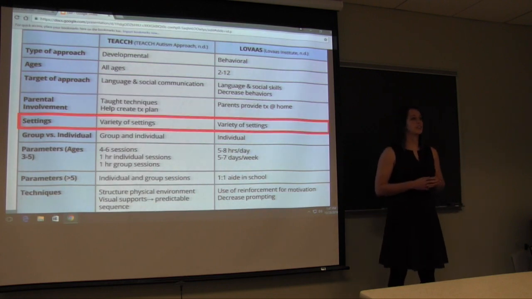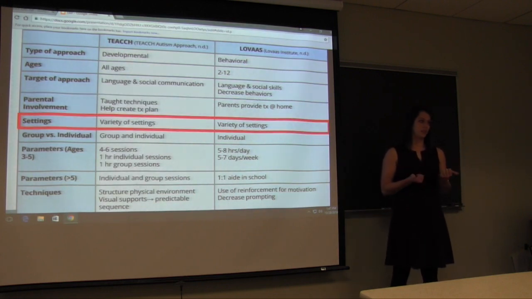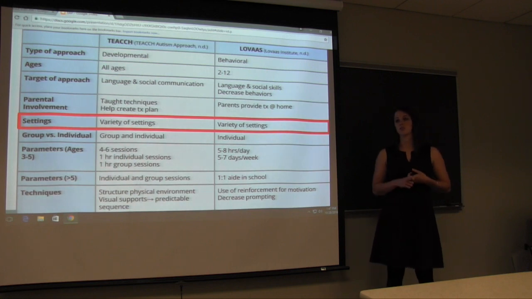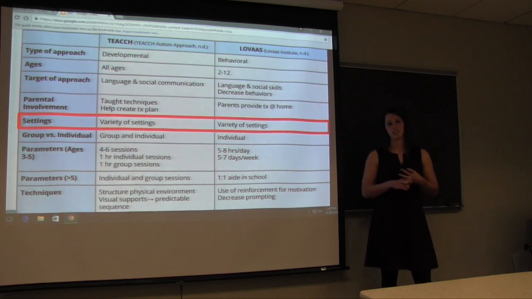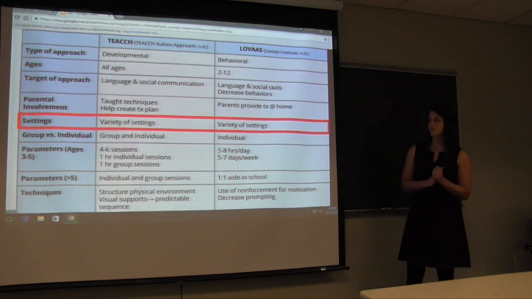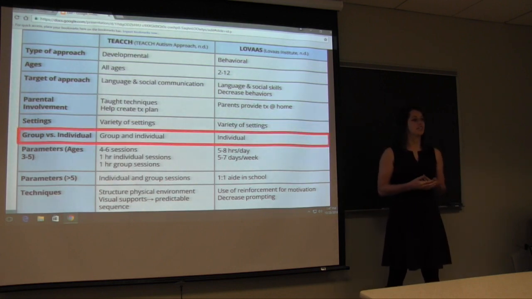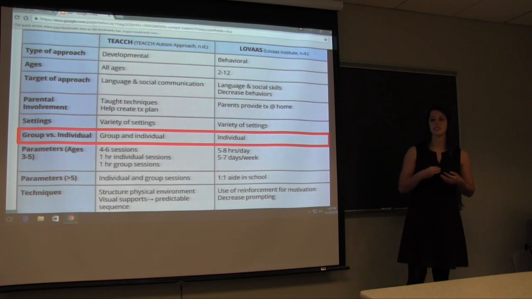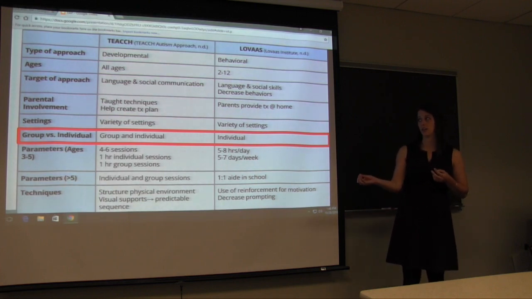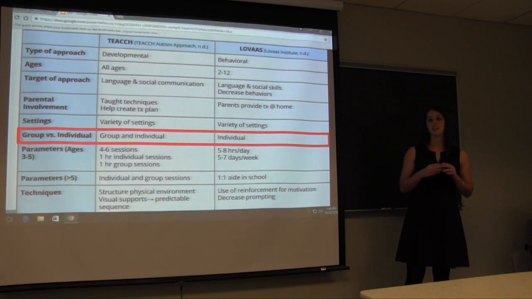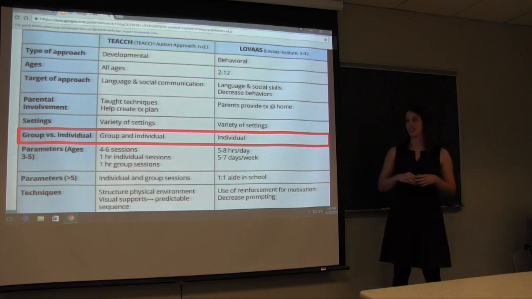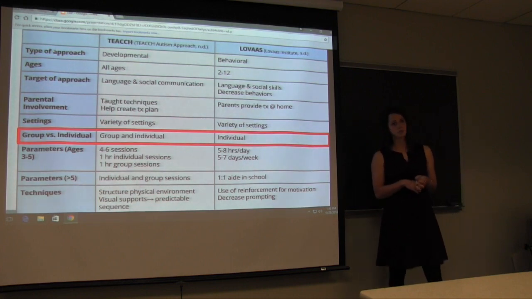Both of these treatment methods can be used in a wide variety of settings, which is great for generalization, so they can be used in the school and at home and any other activities that the children may be involved in. And both of these treatment methods can be used at an individual level, but we also want to point out that TEACH has the group aspect as well. So that kind of lessens the burden on professionals and they can have a greater student-to-teacher ratio.